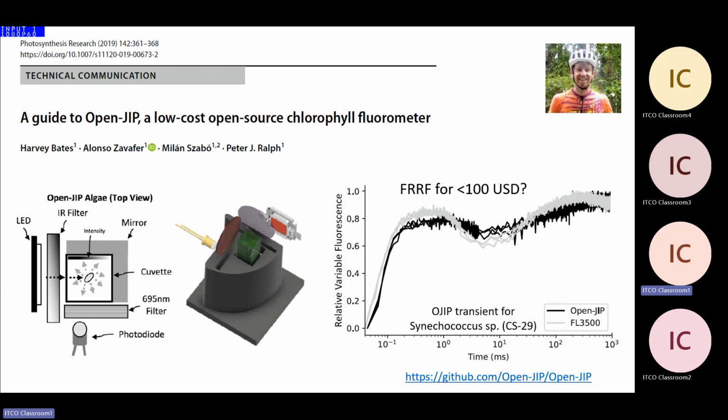This is on the right comparing their open source fluorometer against a commercial fast repetition rate fluorometer. This version takes a cuvette, but in their paper they also have a version that could take like macroalgae or a leaf to be able to do FRRF on larger plants. Just this blew me away. I thought this was so cool. And again, open source on GitHub.